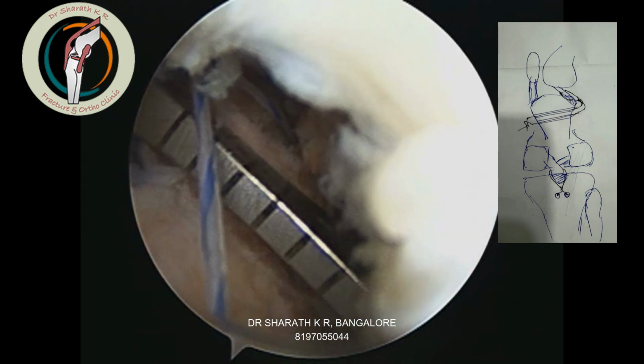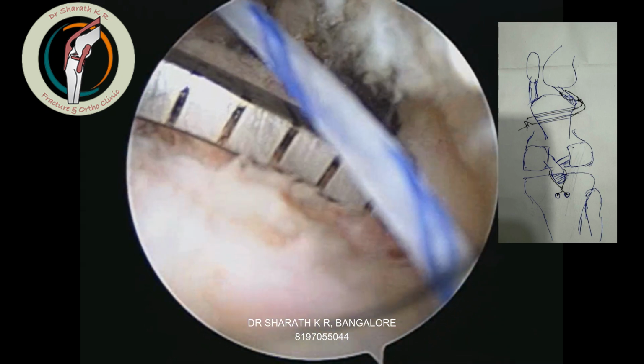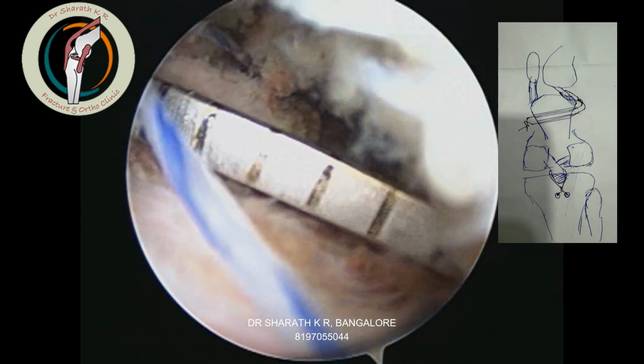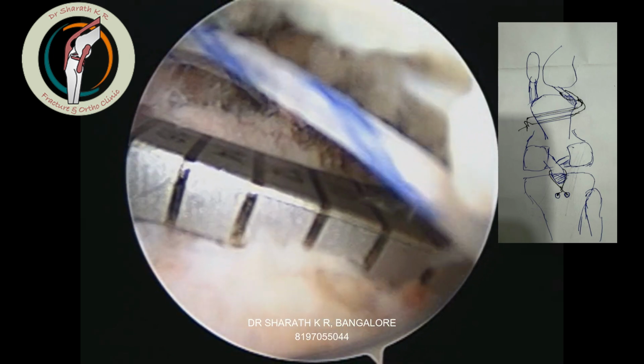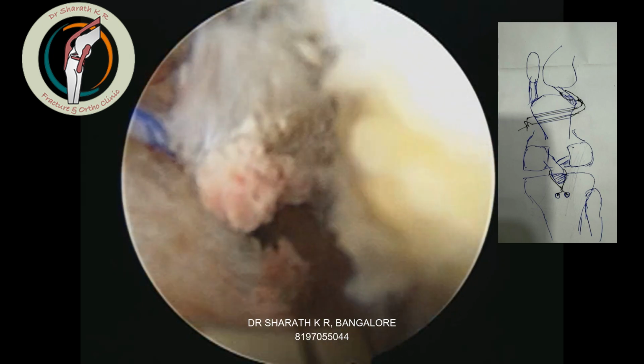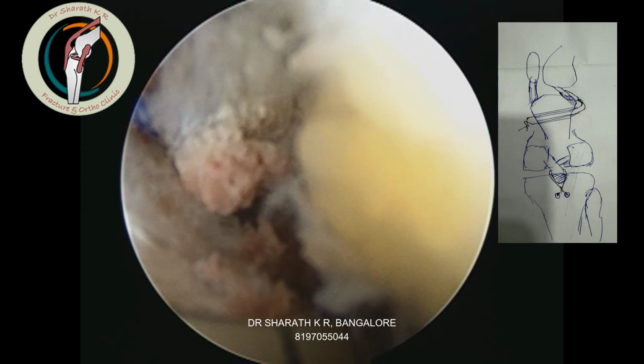We can use fiber tape, also fiber wire, or two fiber wires also. Here you can see one of the threads, the fiber wire, is already in the tunnel. Our work is to pass this also in the tunnel and then tie this in the front by keeping the knee in anterior drawer position. That completes this procedure.